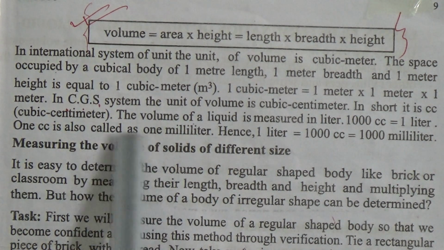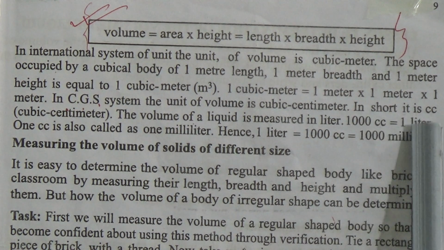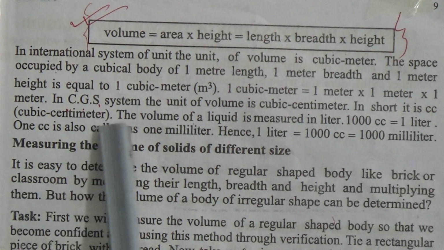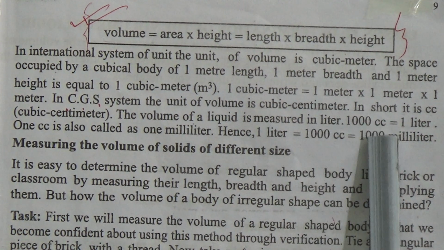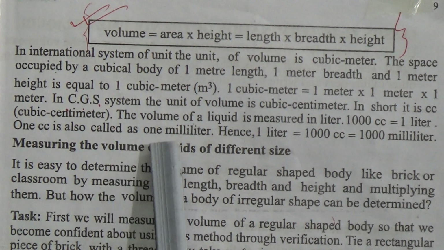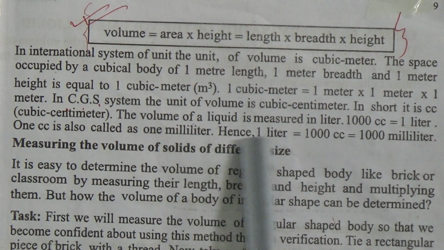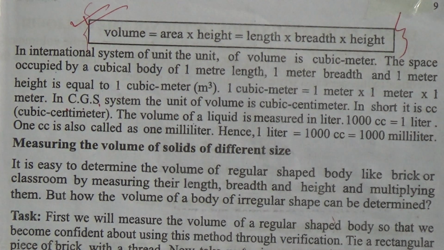In the CGS system, the unit of volume is cubic centimeter. In short, it is cc. The volume of liquid is measured in liter. 1000 cc equals 1 liter. 1 cc is also called 1 milliliter. Hence, 1 liter equals 1000 cc equals 1000 milliliter.